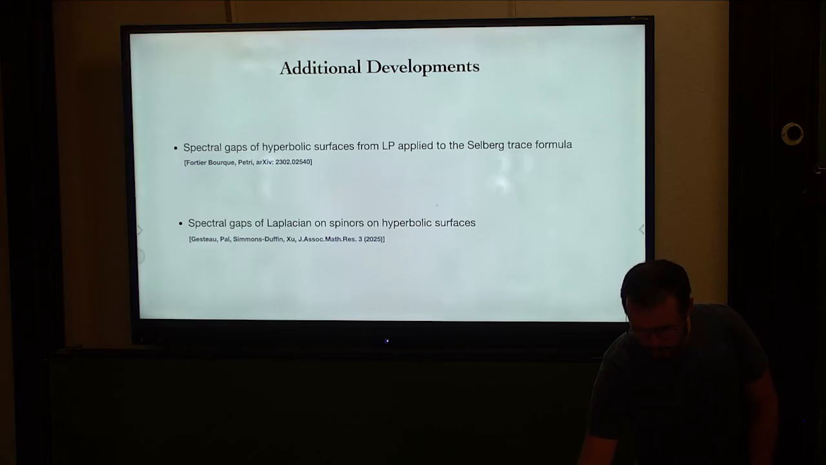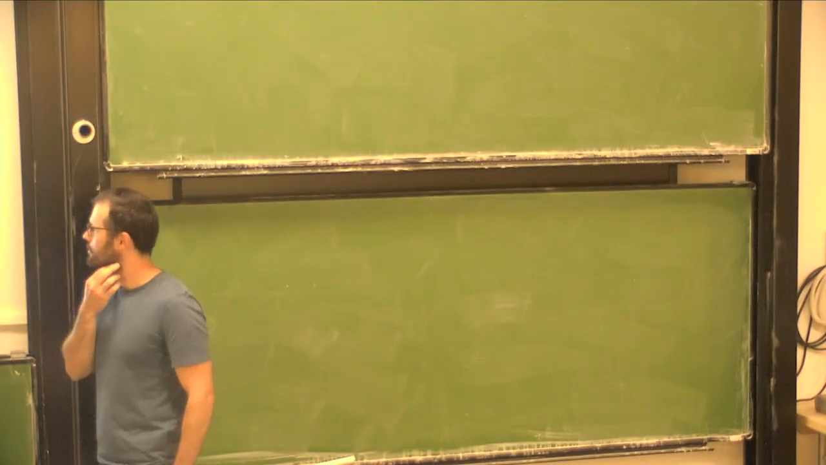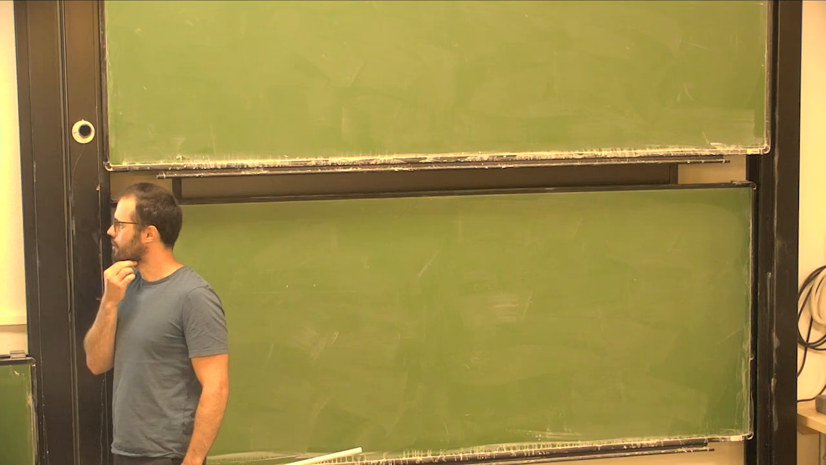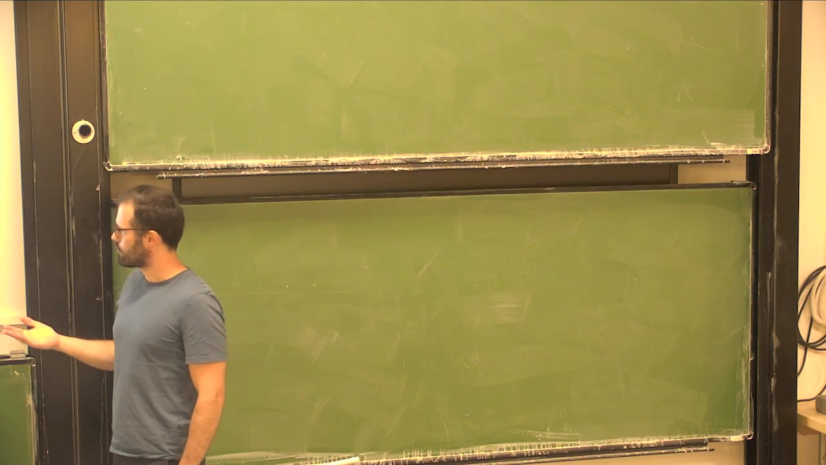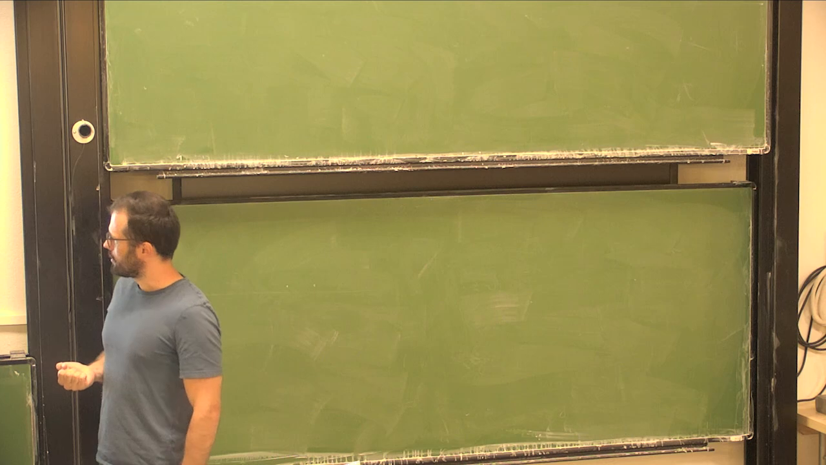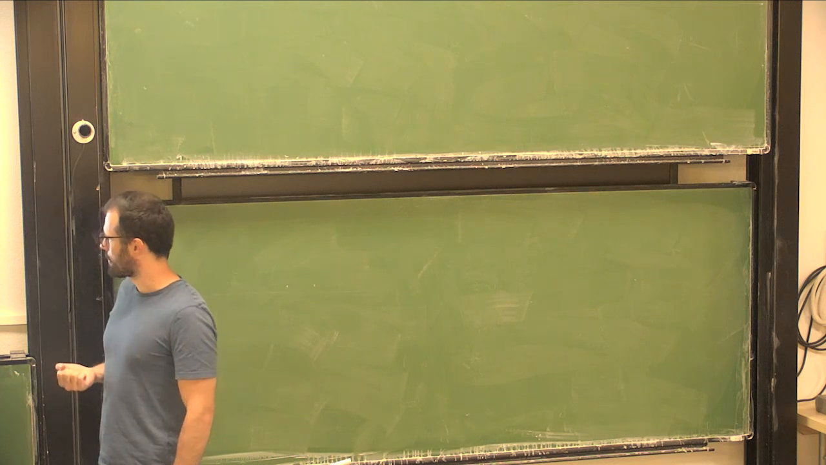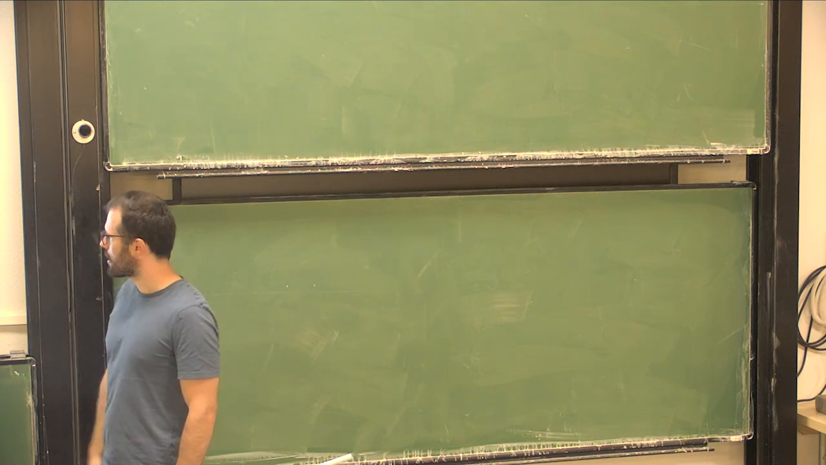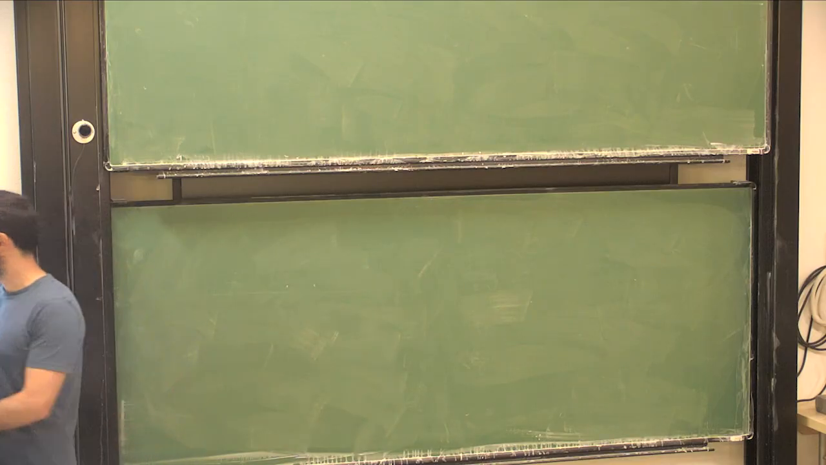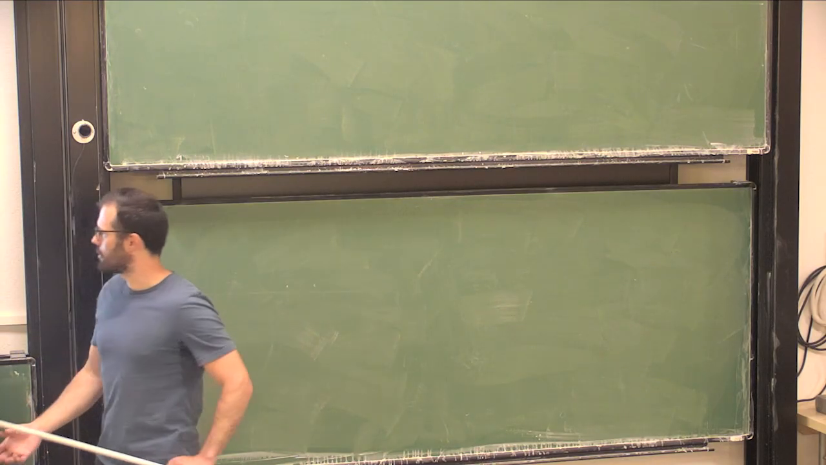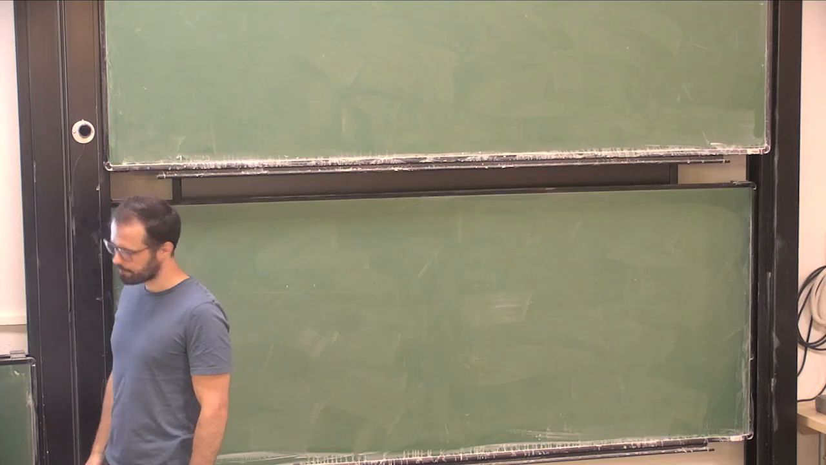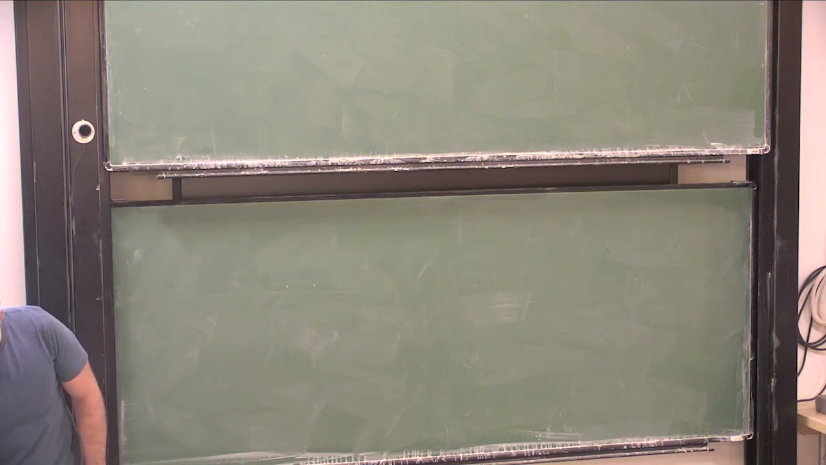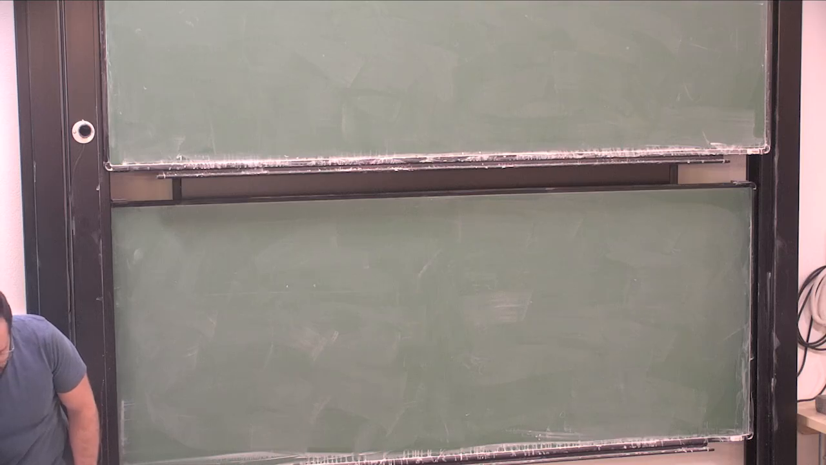Okay, there have been some additional developments. For example, one work of Fortier-Bourque and Petri, who applied the trace formula directly to the spectral gaps, in the sense of linear programming, as well as another work by Shestopal, Simonsdorf, and Shu on the spinor case on hyperbolic surfaces. But okay, so much about the previous work. In the final 10 minutes, I want to talk about L functions.